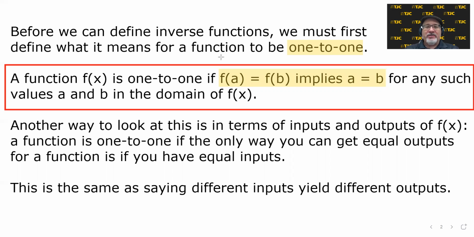So another way to look at this in terms of inputs and outputs is, and I'm reading the third sentence underneath the red box, another way to look at this is in terms of inputs and outputs of f of x. A function is one-to-one if the only way you can get equal outputs for a function is if you have equal inputs. Let's highlight that. The only way you can get equal outputs is if you have equal inputs. That's what the highlighted part in yellow up here is saying. If you have equal outputs, then you get equal inputs.